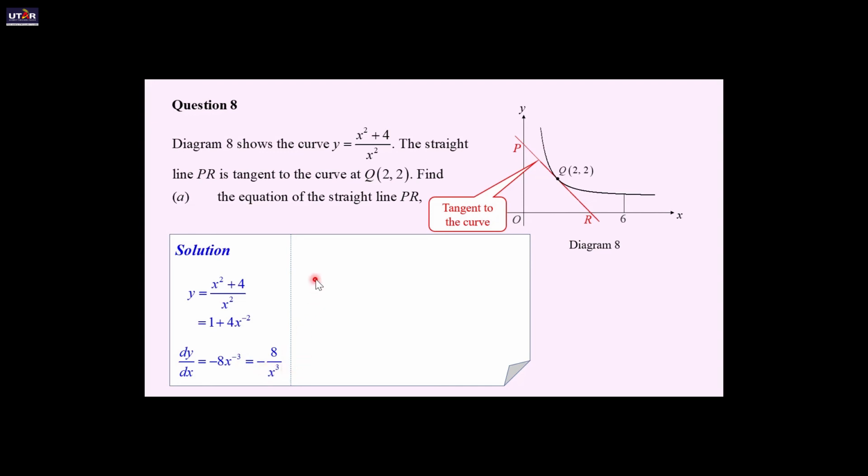To obtain the gradient of the straight line, we substitute the value of x equal to 2 into dy/dx. So this will give you gradient equal to negative 1. By applying the equation of the straight line, where y minus the y coordinate of Q is equal to the gradient multiplied by x minus the x coordinate of Q, and expanding the bracket on the right hand side, this will give you negative x plus 2. Rearrange it, and you will get the equation of the straight line, which is y equals negative x plus 4.